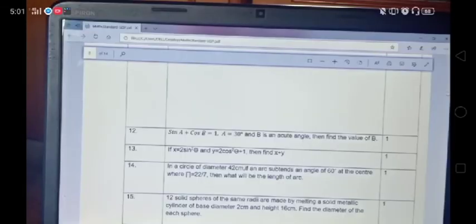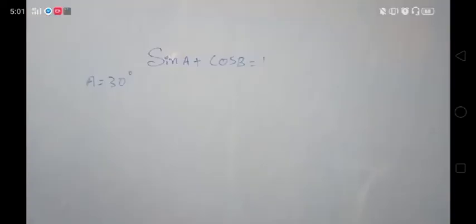Next, we come to the 12th question. Sin A plus cos B is equal to 1. A is equal to 30 degrees and B is an acute angle. Then find the value of B. So here sin A plus cos B is equal to 1 is given. A is also given as 30 degrees. We have to find the value of B.